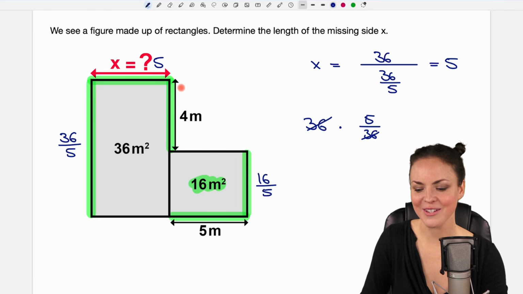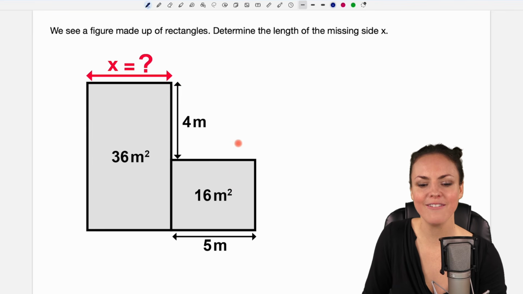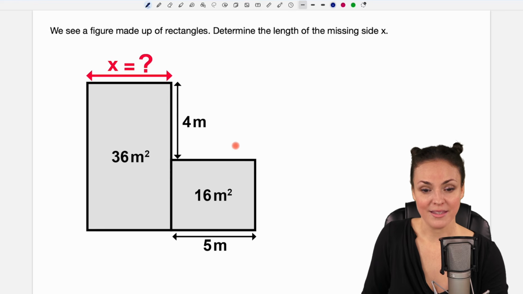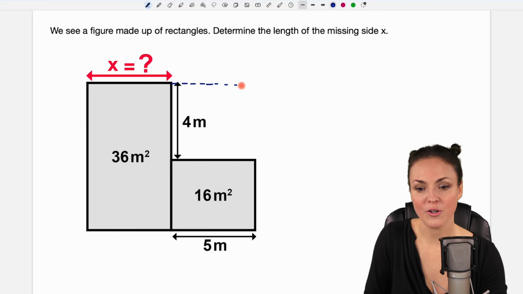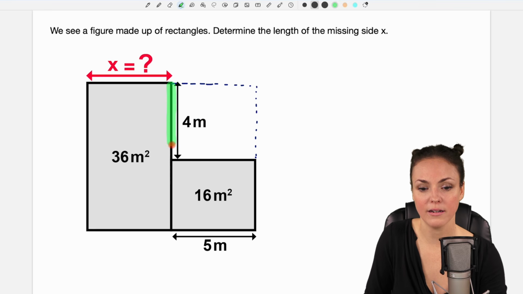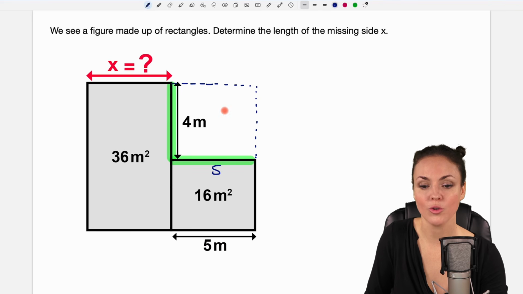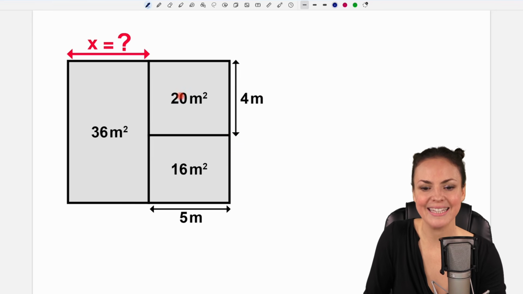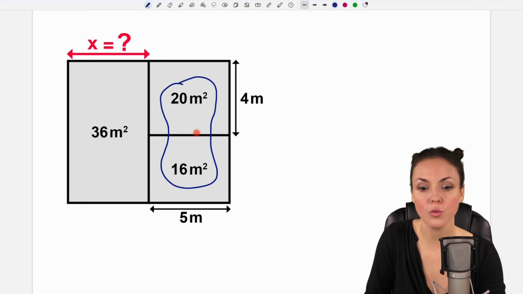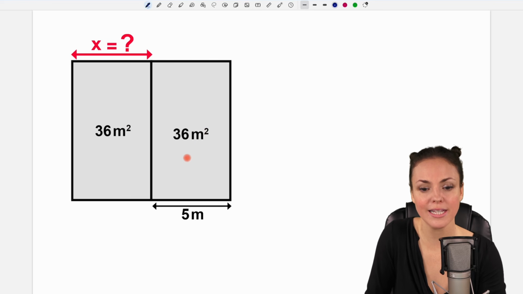But I promised you to show you a second method, which is way faster. For this method, we extend this rectangle here like this, and we can also find the area of this rectangle because the sides are of length 4 and of length 5. So the area is 4 times 5, so it's 20. This looks like this then. Now we can add those two areas to one big rectangle of size 36, which looks like this.